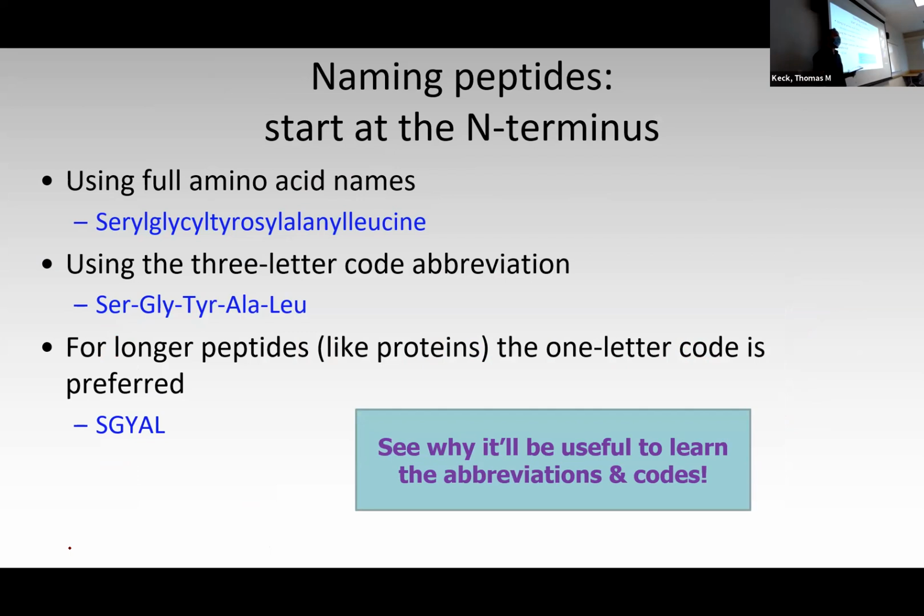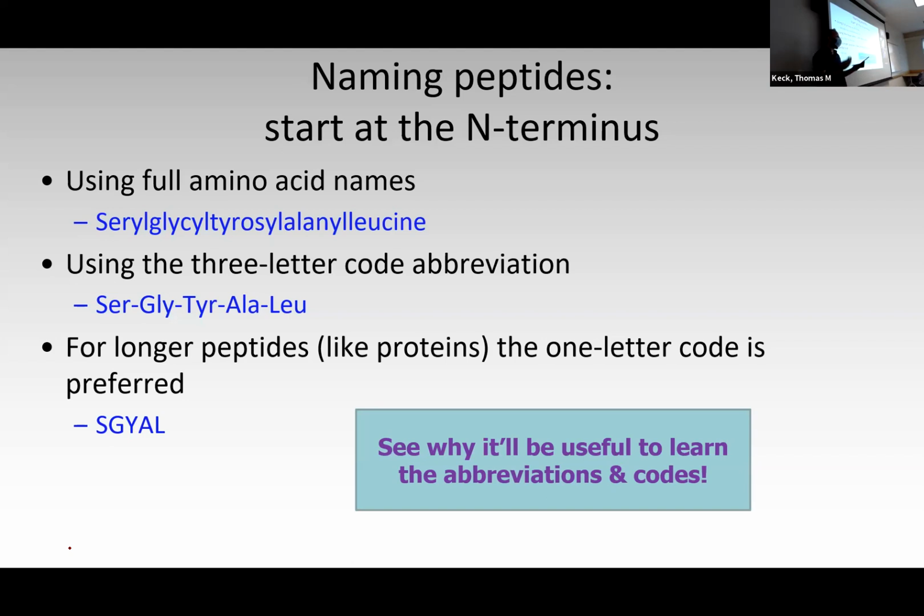You can actually use the full amino acid names, and if you want to have a fun game, you could try to say glycyltyrosyl-alanine-leucine. Put marshmallows in your mouth while you do it and make it even more fun, right? That's a mess. It's hard to even figure out what's going on, and that's only 5 amino acids. We're talking about 15 in a peptide, or a protein, and that's not going to be any use, right?